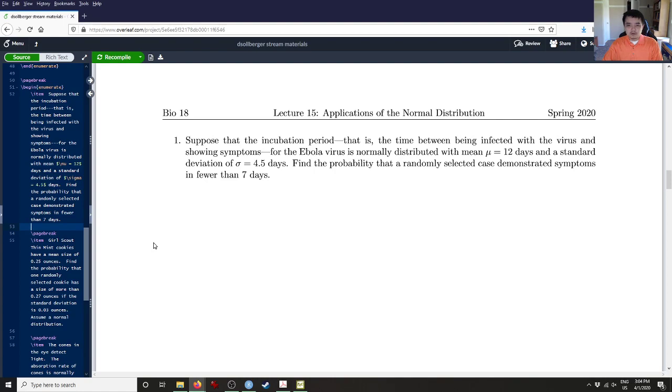So what I have for you right now is an example that I wrote 6 years ago, but it's oddly pertinent. Reading off the example, suppose that the incubation period, that is the time between being infected with the virus and showing symptoms, for the Ebola virus is normally distributed with mean 12 days and a standard deviation of 4.5 days. We're going to find the probability that a randomly selected case demonstrated symptoms in fewer than 7 days.